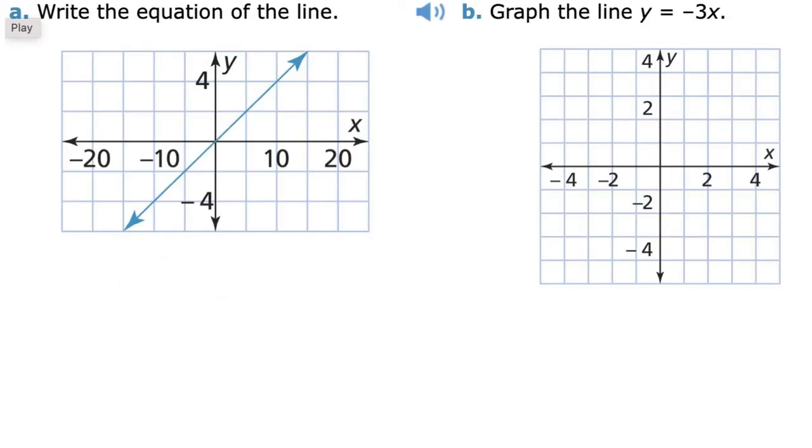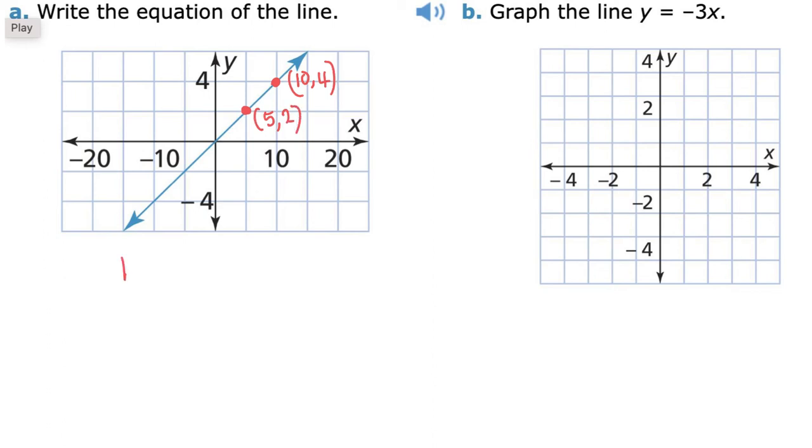Example 2a and 2b. First, I'm going to write an equation of this line. So I'm going to pick 2 points on the line. I'll pick this point right here and this point right here. The coordinates would be x is 10, y is 4. The coordinates here would be x is 5 and y is 2.